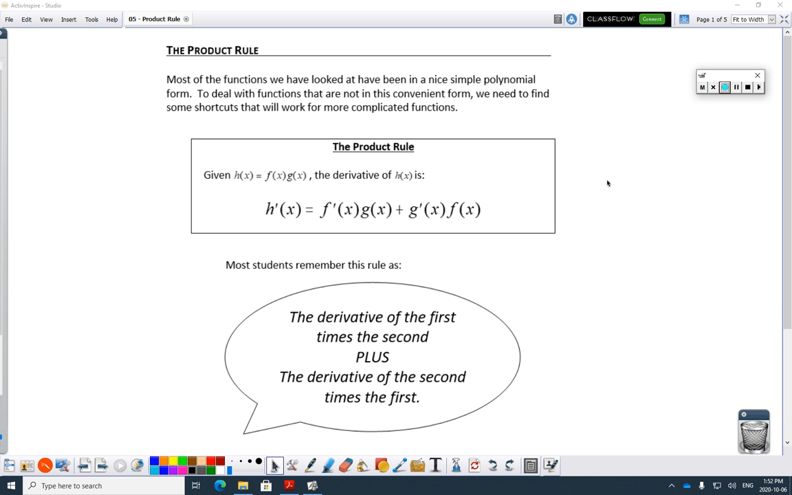You've got to see this in action. I'll come back to this slide, okay? You've got to see it in action. For now, you're like, okay, so apparently, derivative of the first times the second plus derivative of the second times the first. Apparently, that's what the deal is. You'll see what happens.